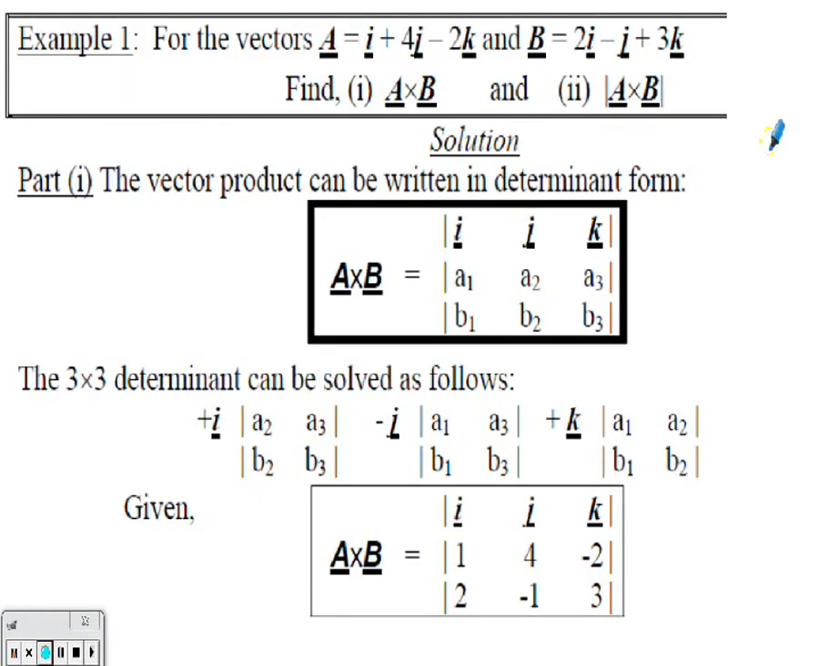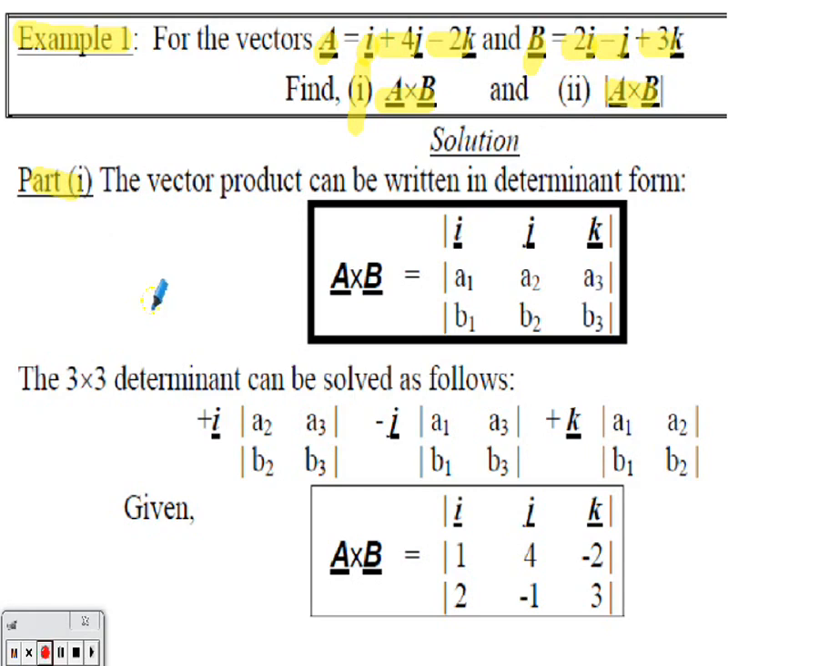So let's look at an example now of applying our vector product process. In example 1, we're given vectors A, which is i plus 4j minus 2k, and vector B is 2i minus j plus 3k. We're firstly asked to find A cross B, and secondly to find the magnitude of A cross B. So let's look at part 1 first of all.